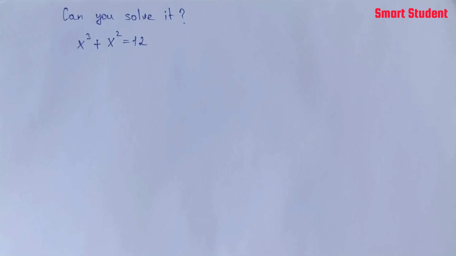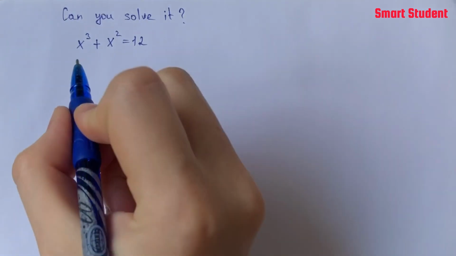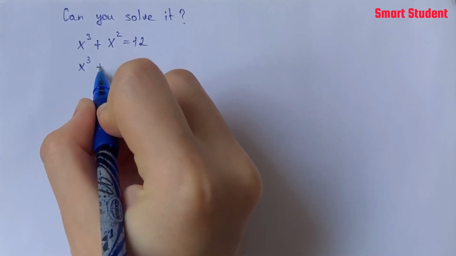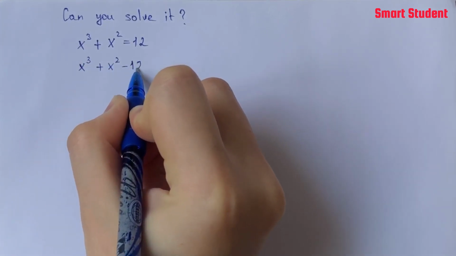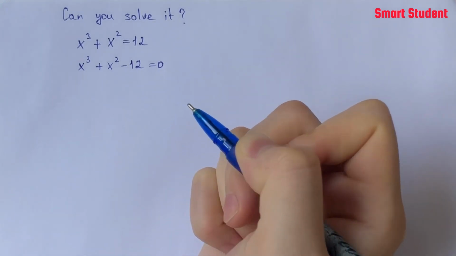Hello everyone, today we're going to solve this third degree equation. x cubed plus x squared equals 12. The first thing I'm going to do is to move this 12 to the left side, changing the sign. So we will have the following equation here.